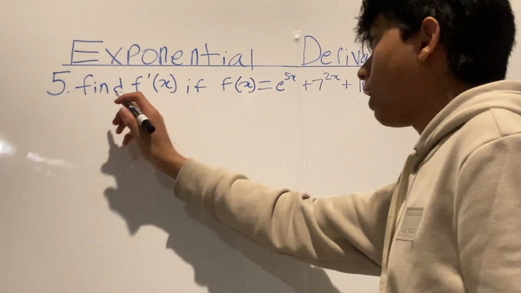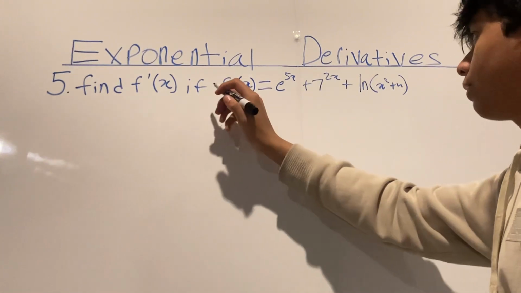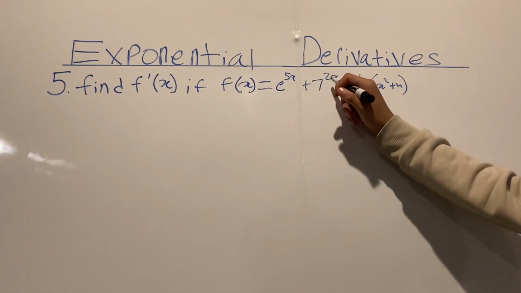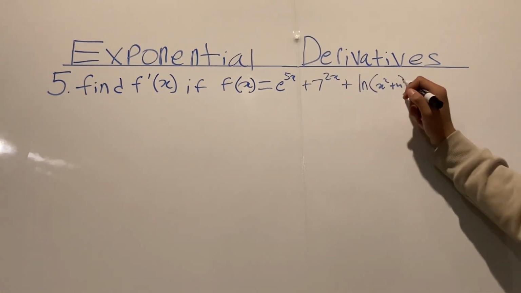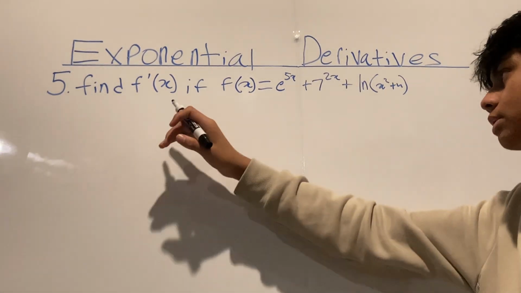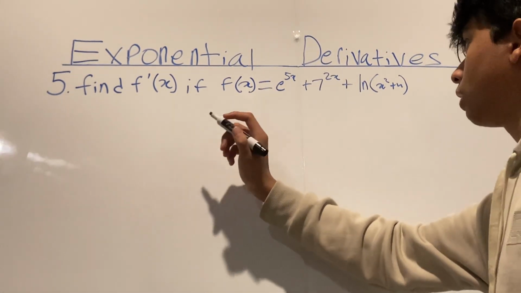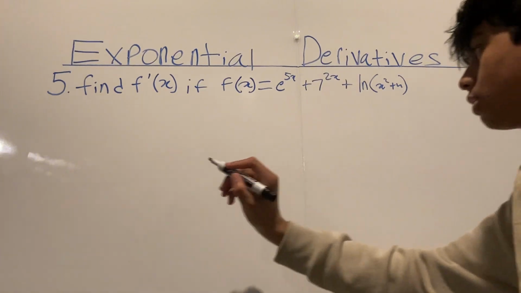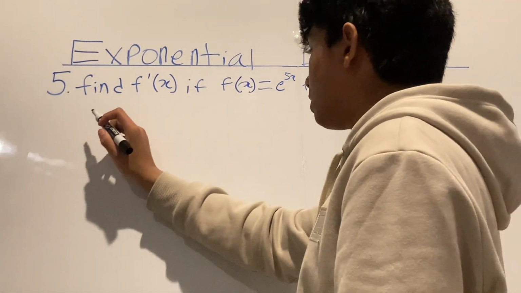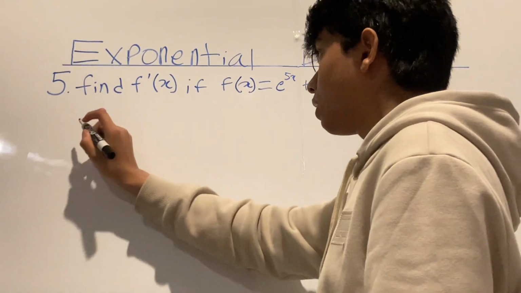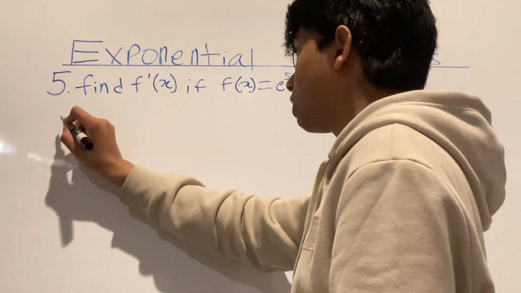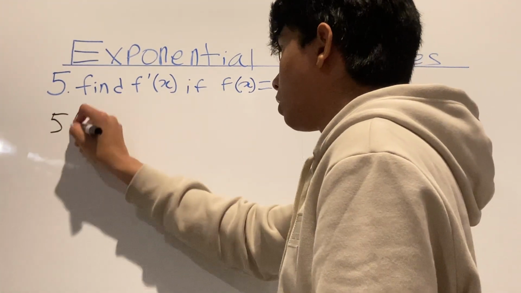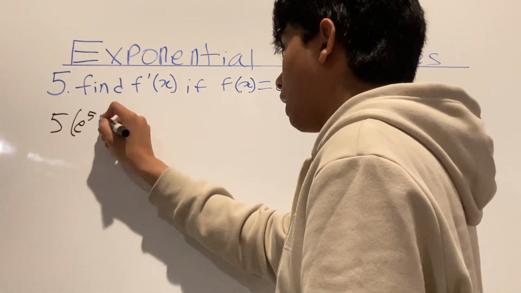Okay, question 5. We have: find f prime of x if f of x equals e to the 5x plus 7 to the 2x plus ln of (x squared plus 4). So f prime of x just basically means find the derivative of f of x. Okay, so let's first find the derivative of e to the 5x. First thing we're going to do is find the derivative of the exponent, which is just 5. So the derivative of 5x is just 5, times the original function, e to the 5x.